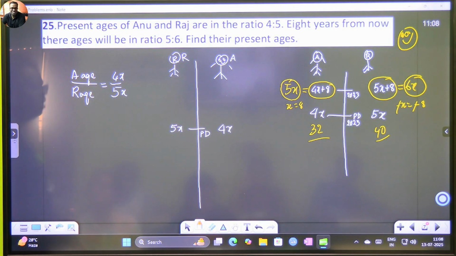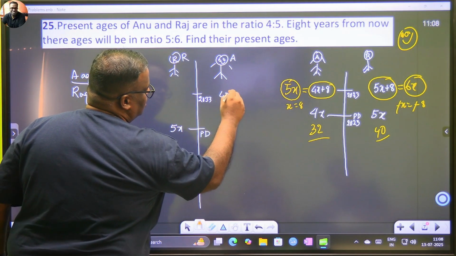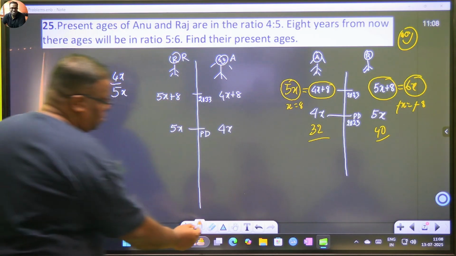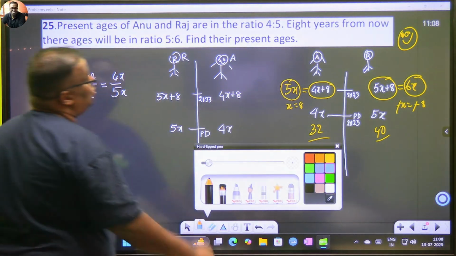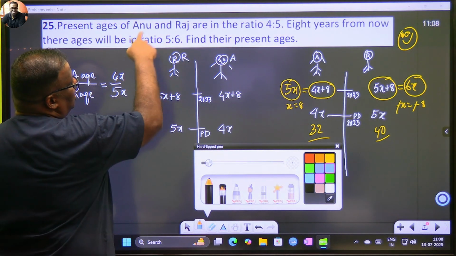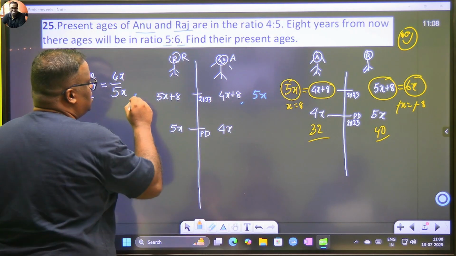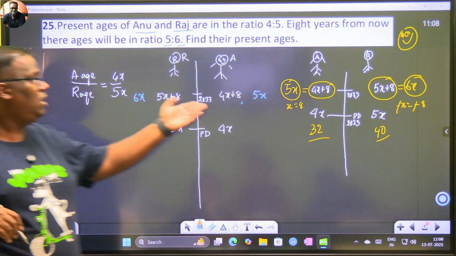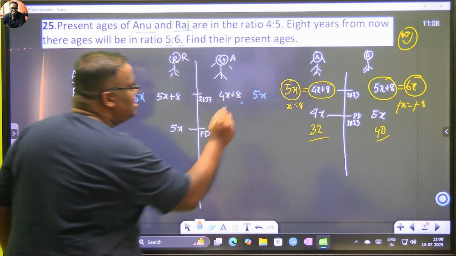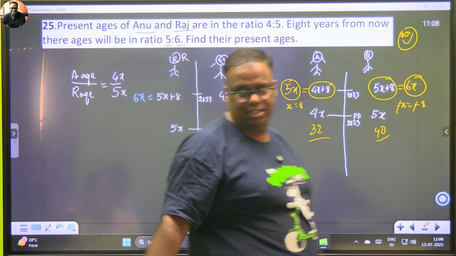8 years from now, 2033. This fellow becomes... But the question also says something else. They say after 8 years, there is one more condition. Their ages will be in the ratio of 5:6. Their ages means again Anu, Raj, 5, 6. So 5x and this should be 6x. How can one girl have two ages? Unless they are equal. Solve it and get the answer.